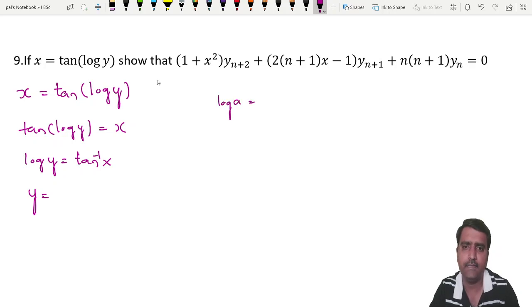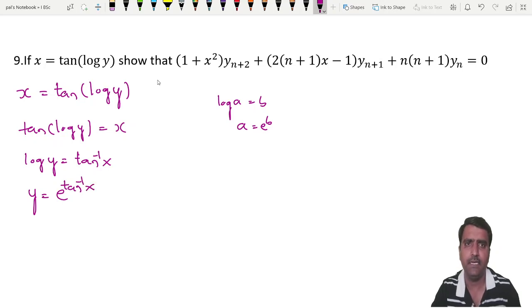you know that log a is equal to b, then we can write a is equal to e to the power of b, when the base is e. Similarly, log y is equal to tan inverse of x, so we write y is equal to e to the power tan inverse of x. Take this as equation 1.